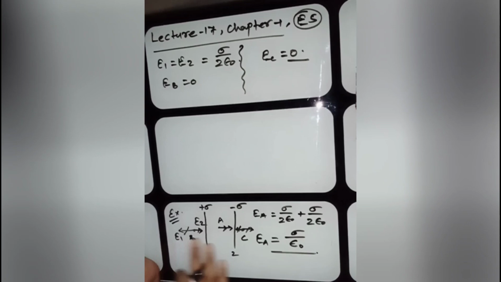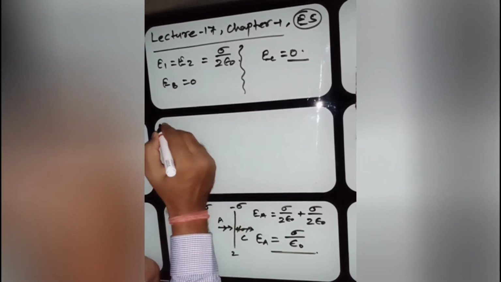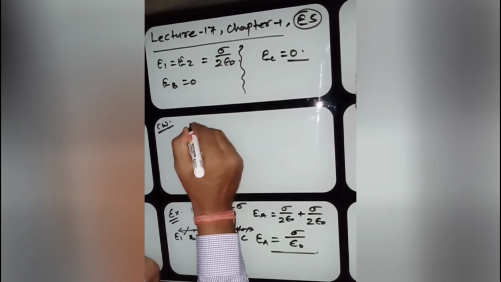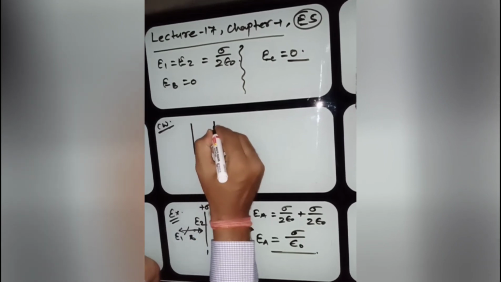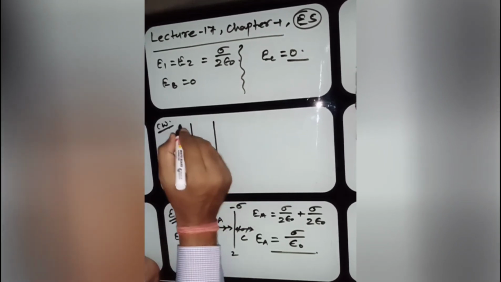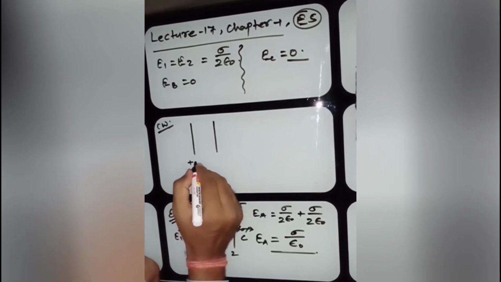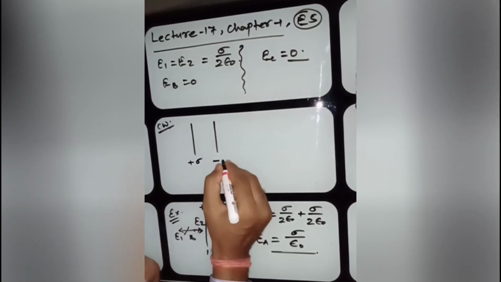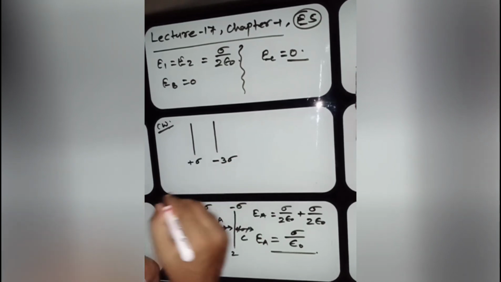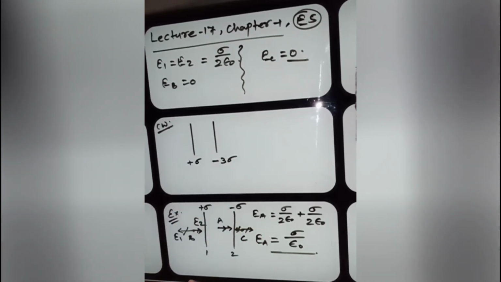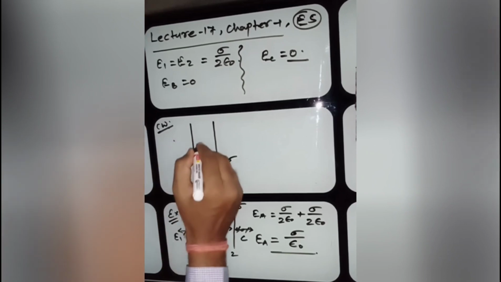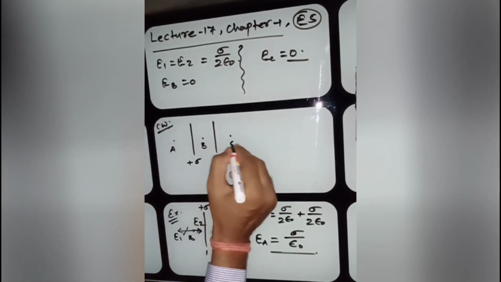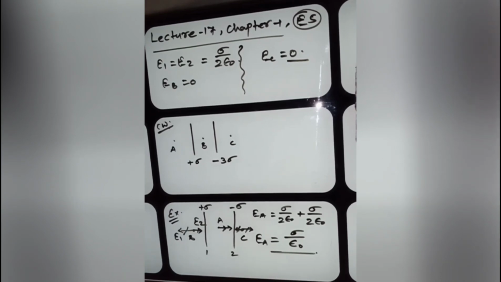Students, I hope you are getting this example. So this will be your class 1. Here are the two plates, plus sigma and minus 3 sigma. Okay, students, try to solve this question. You have to find the electric field at points A, B and C. Try to solve.